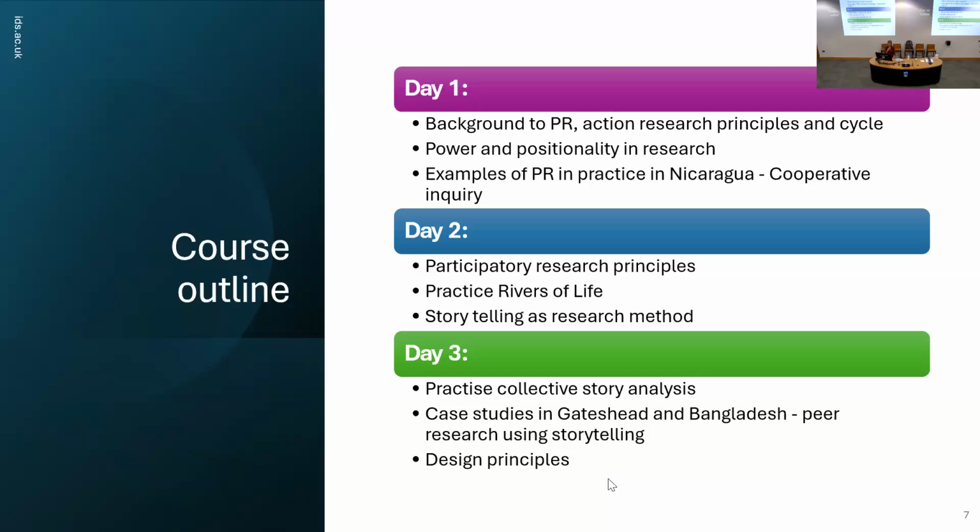And then I give you a case study, which is a cooperative inquiry, which is a methodology within the broad world of participatory research. And that particular example comes from Nicaragua.